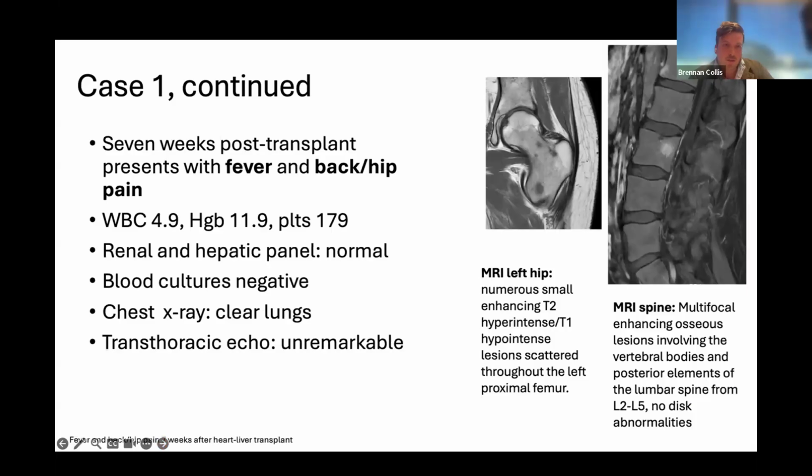Our patient completed their 4 weeks of posaconazole a few weeks ago, but they now present with fever, back, and hip pain. Initial workup shows a pretty normal CBC with a normal renal and hepatic panel. Blood cultures are negative, a chest X-ray is clear, and a transthoracic echocardiogram is unremarkable. An MRI of the hip shows numerous small enhancing lesions throughout the left proximal femur, and the MRI spine shows multifocal enhancing bone lesions throughout the vertebral bodies, particularly involving the posterior elements and sparing the discs.